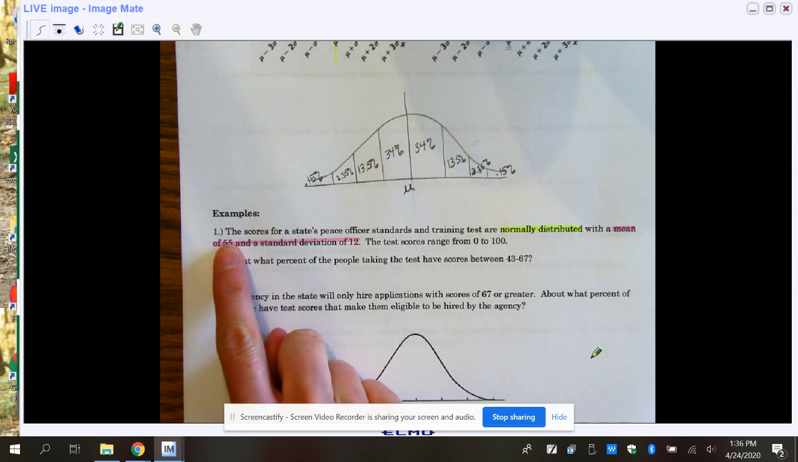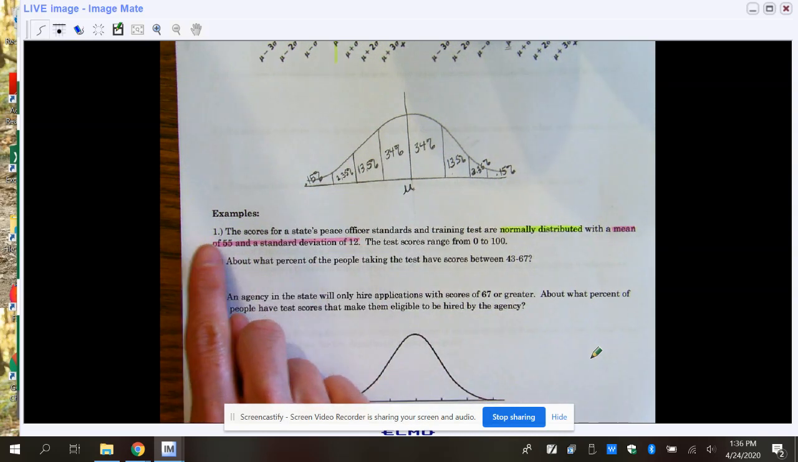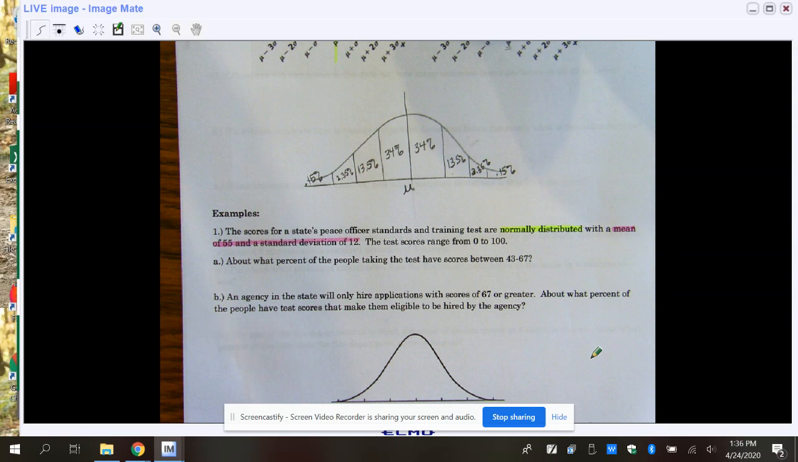So again, that means that the average score is 55 points or percent, whatever it is. And then if the standard deviation is 12, that means the typical data value differs from the mean by 12 points or 12%. And it says the test scores range from 0 to 100.